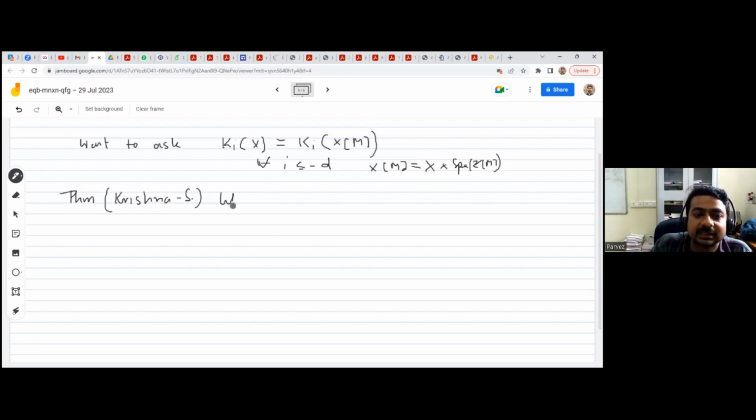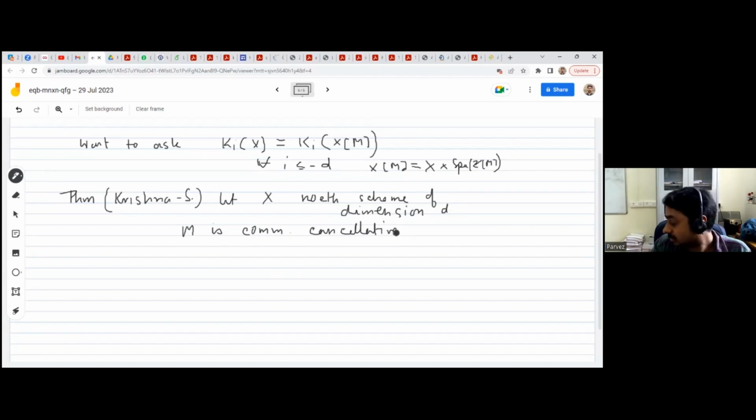What we can prove is that if X is a Noetherian scheme of dimension d, then we can prove, and you assume M is, let's say, finite generation is not needed because K-theory commutes with colimits, but let's say M is commutative, cancellative, or maybe we can relax it to partially cancellative, but let's say a cancellative monoid.